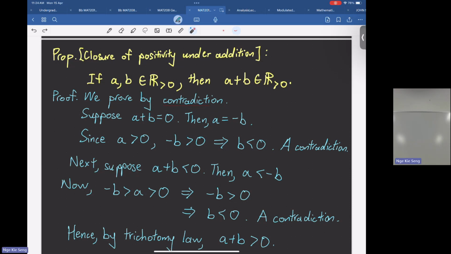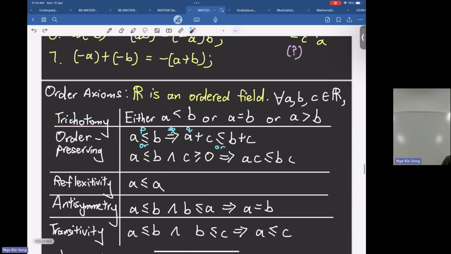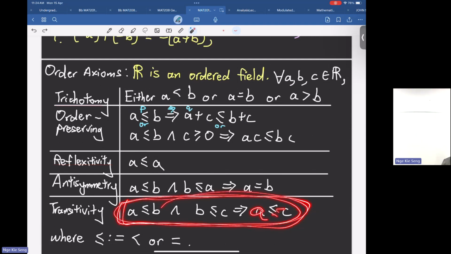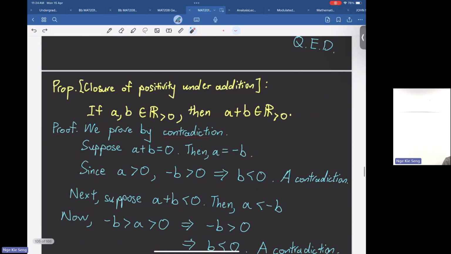A is also greater than 0. Okay. So by transitivity means what? Minus B has to be greater or equal to 0. So transitivity says what? Okay, come back here. If A less than or equal to B, B less than or equal to C, then A less than or equal to C. Okay, so transitive.